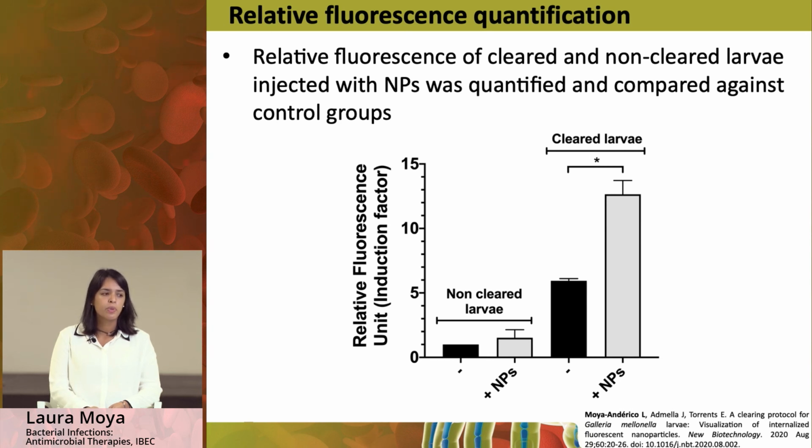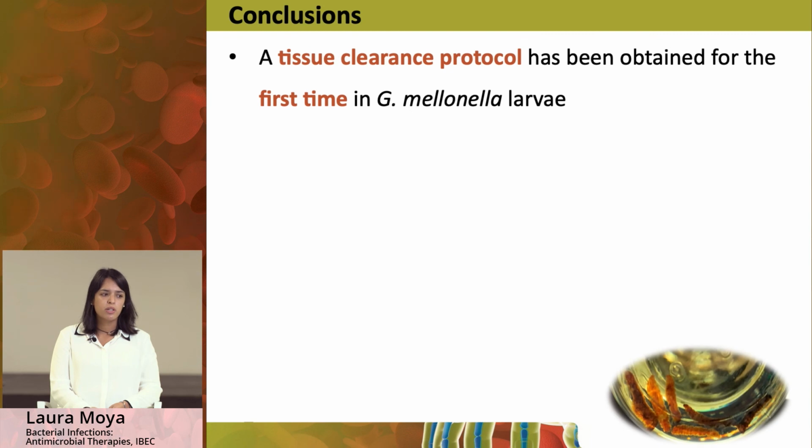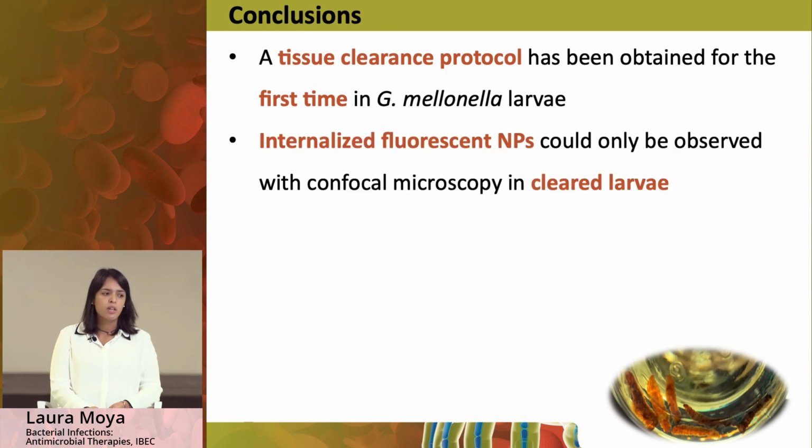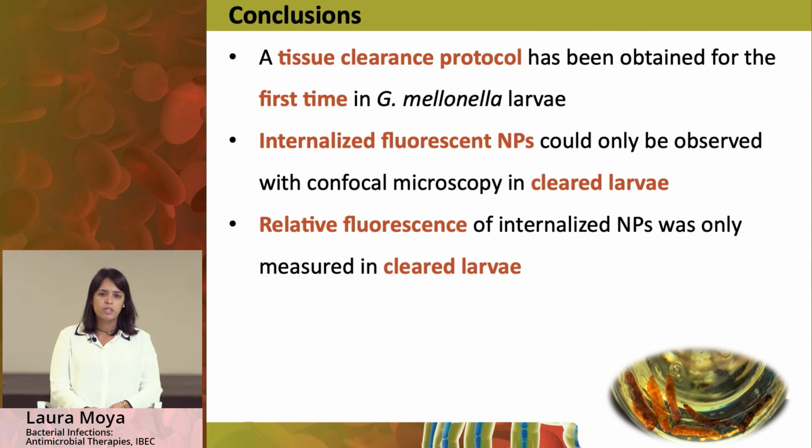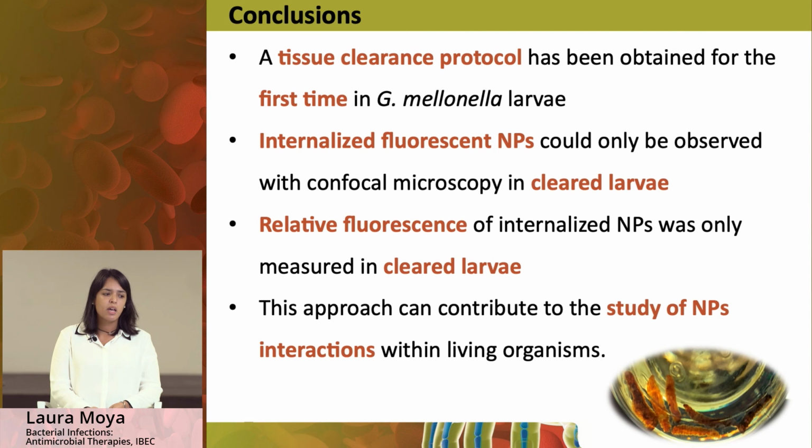which means we can successfully detect the nanoparticles inside the larva. So conclusions: a tissue clearance protocol has been obtained for the first time in Galleria mellonella larva. Internalized fluorescent nanoparticles could only be observed with confocal microscopy in cleared larvae. Relative fluorescence of internalized nanoparticles was only measured in cleared larvae, and this approach can contribute to the study of nanoparticle interactions within living organisms.